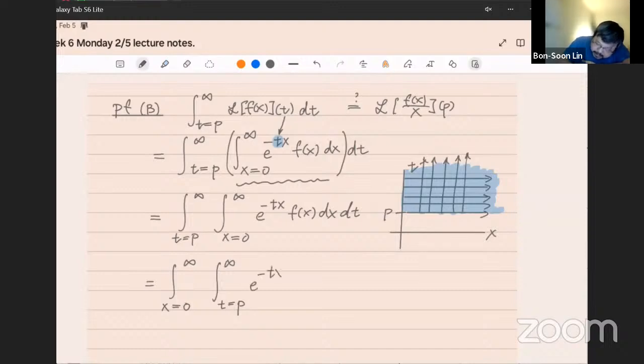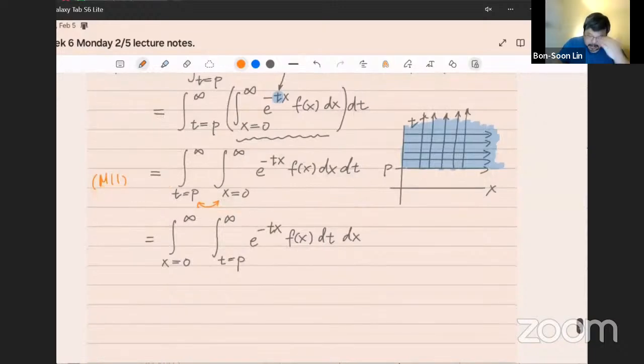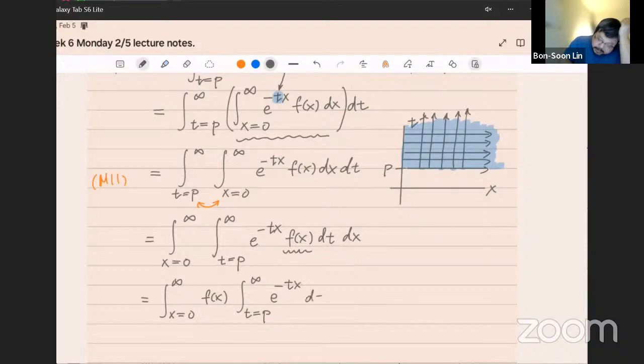And here we have e to the minus tx, f of x, dt, dx. So here again, I change the order. And now just remark, Math 11. So now how do I integrate this? Well, in the inner integral, anything that has nothing to do with t can move outside of the inner integral, which is this f of x. And then here we have t going from p to infinity of e to the minus tx dt. Let's integrate that, dx.